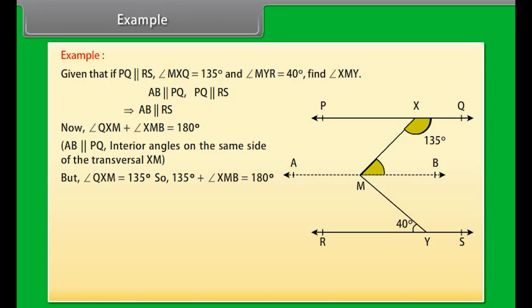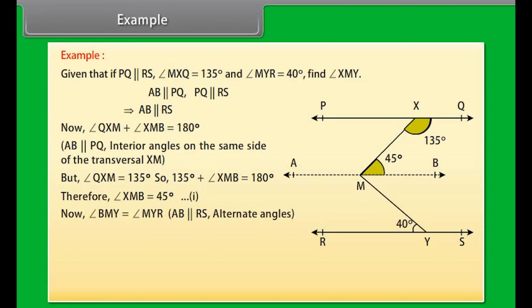So, 135 degree plus angle XMB is equal to 180 degree. Therefore, angle XMB is equal to 45 degree. Mark it as 1. Now, angle BMY is equal to angle MYR because AB is parallel to RS, so these are alternate angles. Therefore, angle BMY is 40 degree.